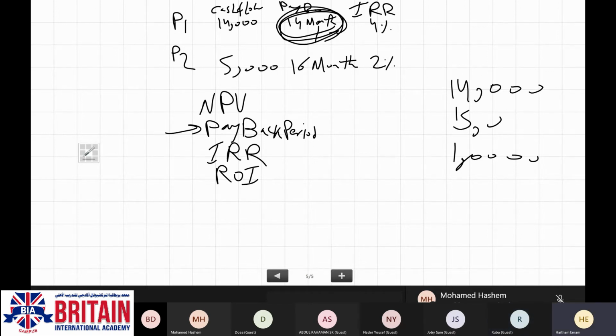It's related to when you are going to get back the money you have invested in this project. Let's say you have invested 1 million Kuwaiti dinar in a certain project. When are you going to get this amount back? Maybe after 2 months, maybe after 1 year, maybe after 3 years, maybe after 15 years. That will be the payback period.